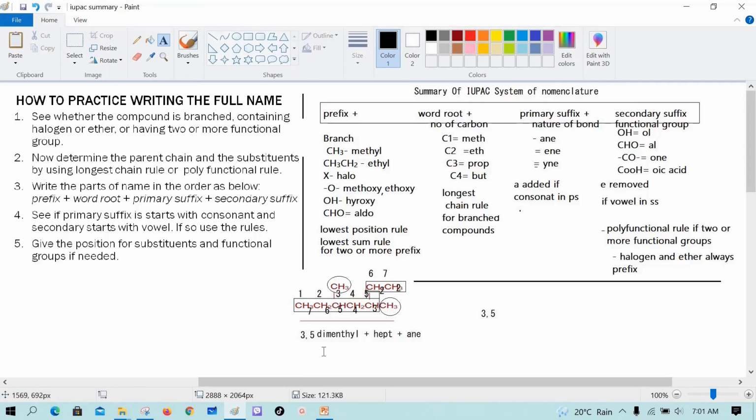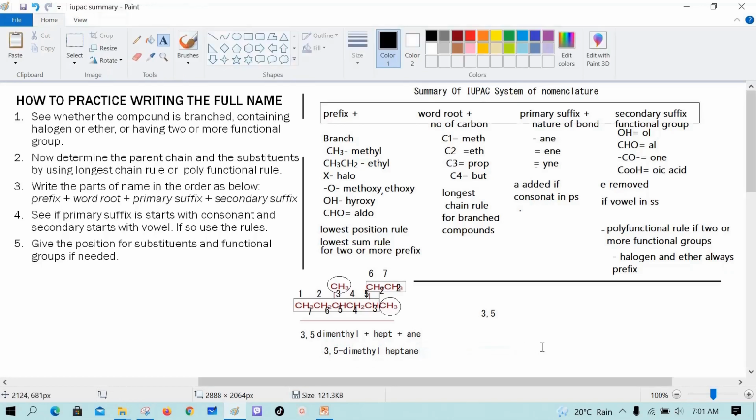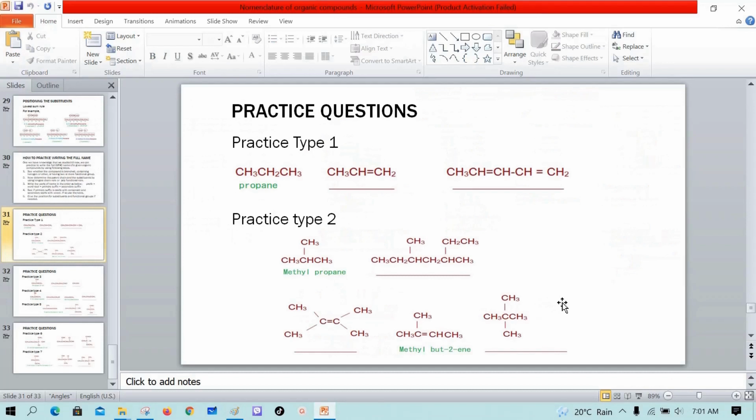So we can write the full name, that is 3,5-dimethylheptane. After the position we should provide the rest, dimethyl heptane. That is the name of this compound. So this is how we can write the name of the organic compound. Now I want to give you another example.